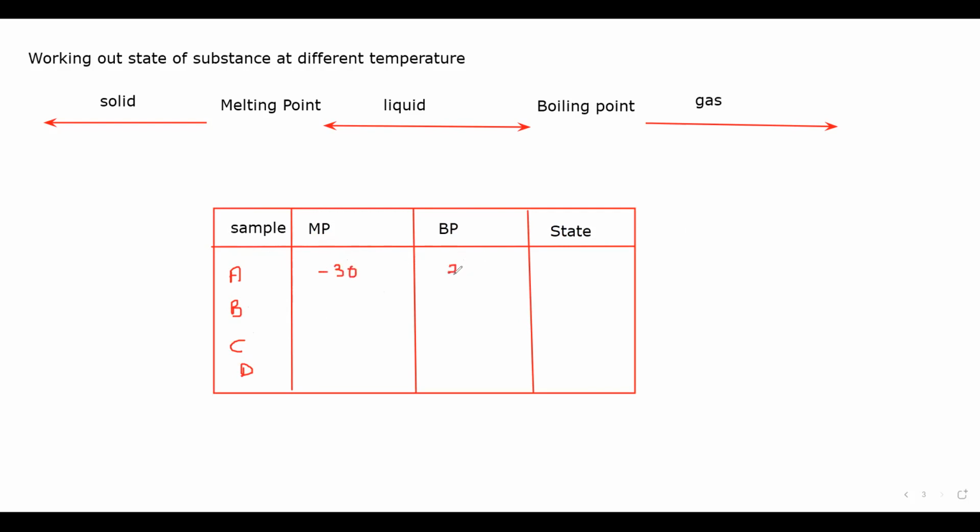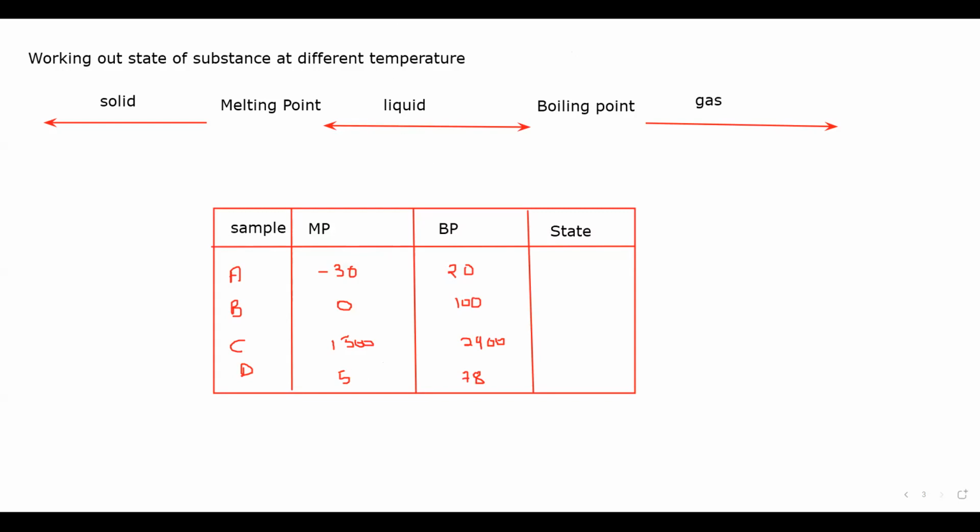The melting point of the first sample is -30, and the boiling point is 20. For substance B, the melting point is 0 and the boiling point is 100. For substance C, the melting point is 1500 and the boiling point is 2900. And for substance D, the melting point is 5 and the boiling point is 78.